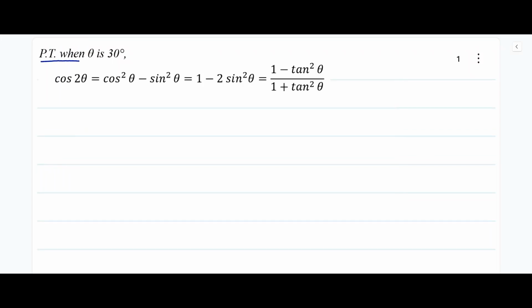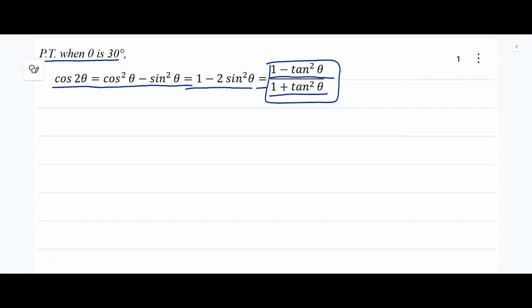The question is, prove that when theta is 30 degrees, cos 2 theta is equal to cos square theta minus sin square theta, which is equal to 1 minus 2 sin square theta, which is equal to (1 minus tan square theta) whole divided by (1 plus tan square theta). Here in this question, we have to substitute the value of theta in the given equations as equal to 30 degrees. Before doing that, let me write down the trigonometric ratios table.